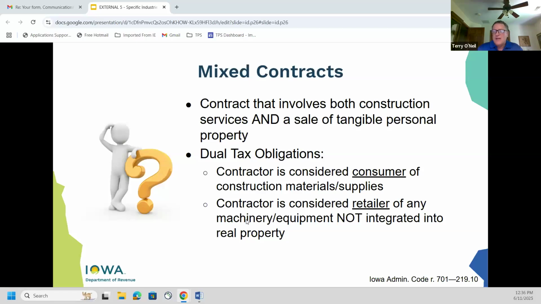Mixed contracts. I have to admit, I haven't received a question on this in just a little while. This is a situation where a mixed contract has some construction work going on, and there is also some tangible personal property being sold as well. In this situation, the contractor is considered the consumer of construction materials and supplies, and is considered the retailer of any tangible personal property, machinery, equipment that is not part of the real property.